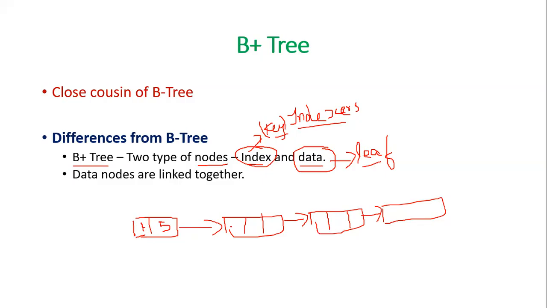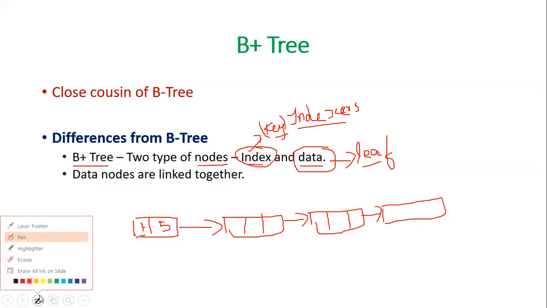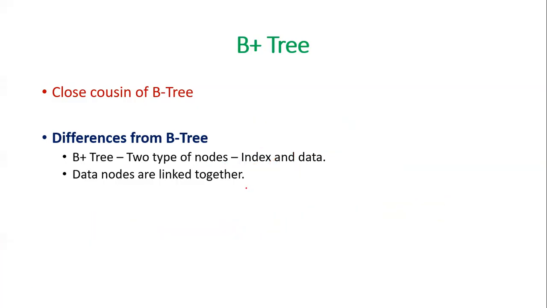So this is the key difference between B trees and B plus trees. There are two main differences. A B plus tree has two types of node: index nodes and data nodes. An index node contains only indexes or pointers, whereas a data node contains the actual data, and this data is available only in the leaf nodes. Leaf nodes contain only data and don't have any pointers, but all these leaf nodes are interconnected through a link.